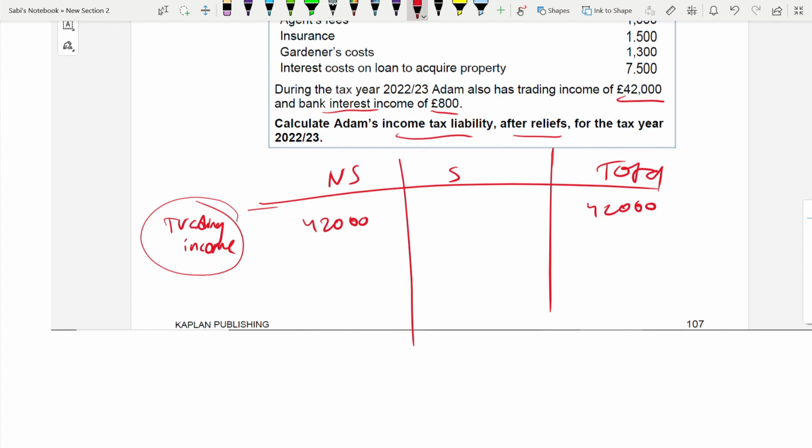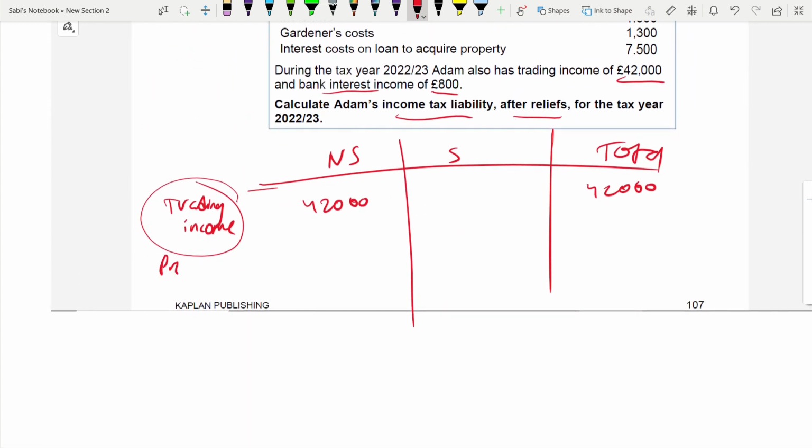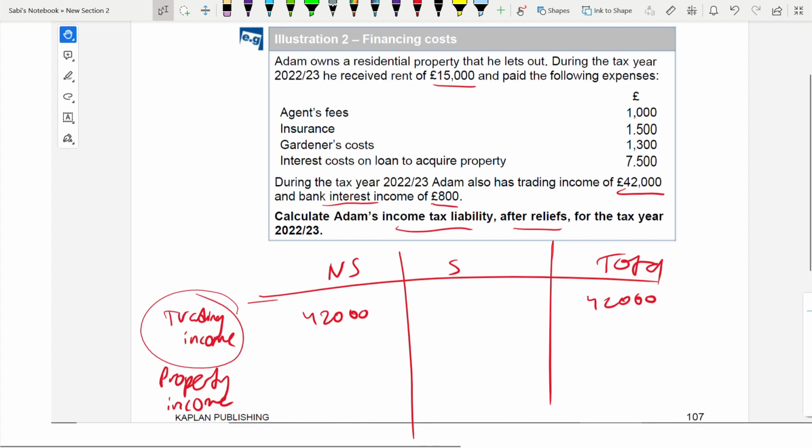Next, we are going to take property income, which we are going to write here. You need to do a working here. Why? You have been given the rent and the cost. You need to know what you can deduct and what you can't deduct. So keep a W, which shows that you have done a working to arrive at property income. You can't take it from the question straight away, how you have taken trading income.